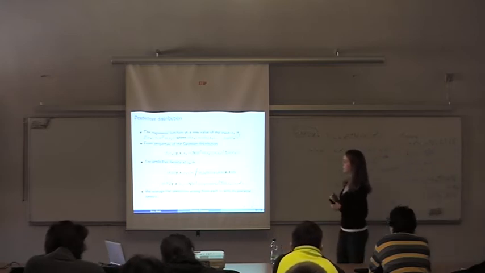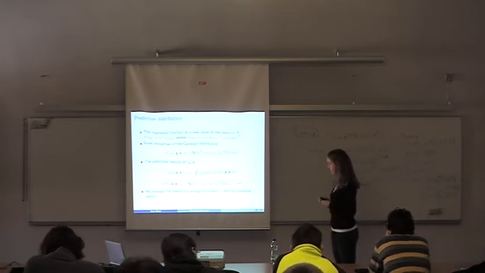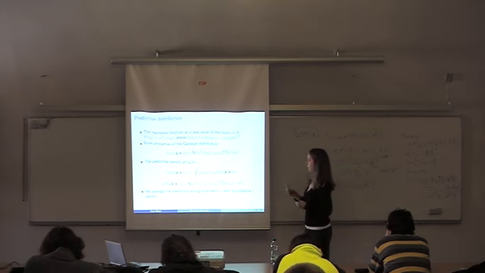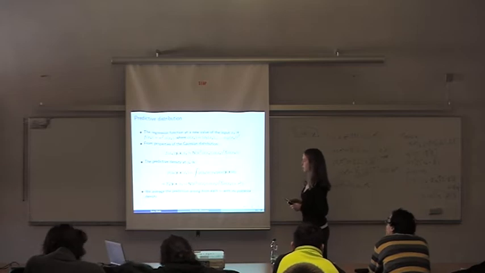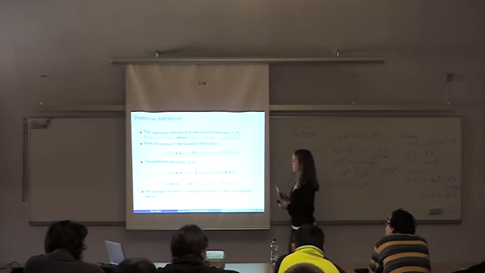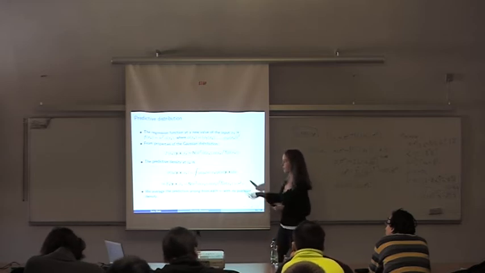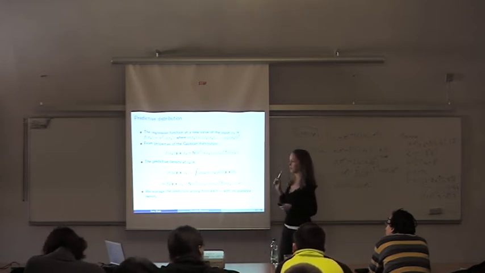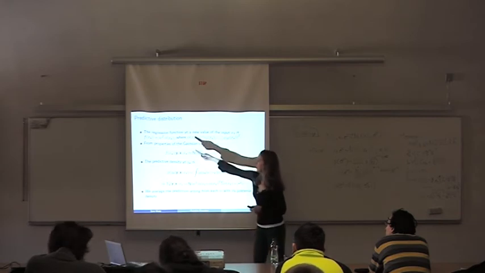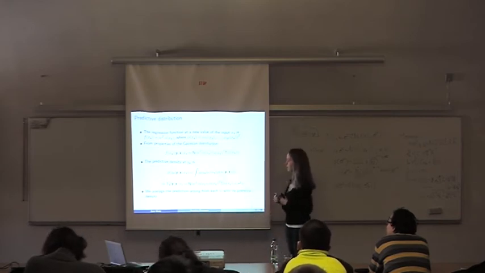Okay, so now let's look at the predictive distribution. If we're given a new value of x, we may be interested in the posterior distribution of f at x star. This is just the linear combination of our basis functions evaluated at x star, which we can write in this notation here.